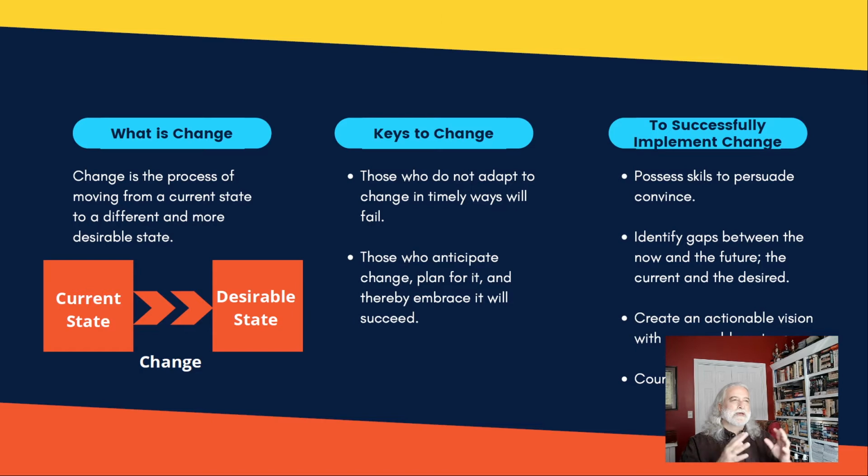The days of a 5-year planning cycle are gone. Disruption is the key. Chaos in the marketplace is the key. And that means you need to really adapt and adapt quickly. And this is really key. Those who anticipate change, plan for it, and thereby embrace it, they will succeed. So a successful leader is one who anticipates change, plans for it, and embraces it, and they will succeed.